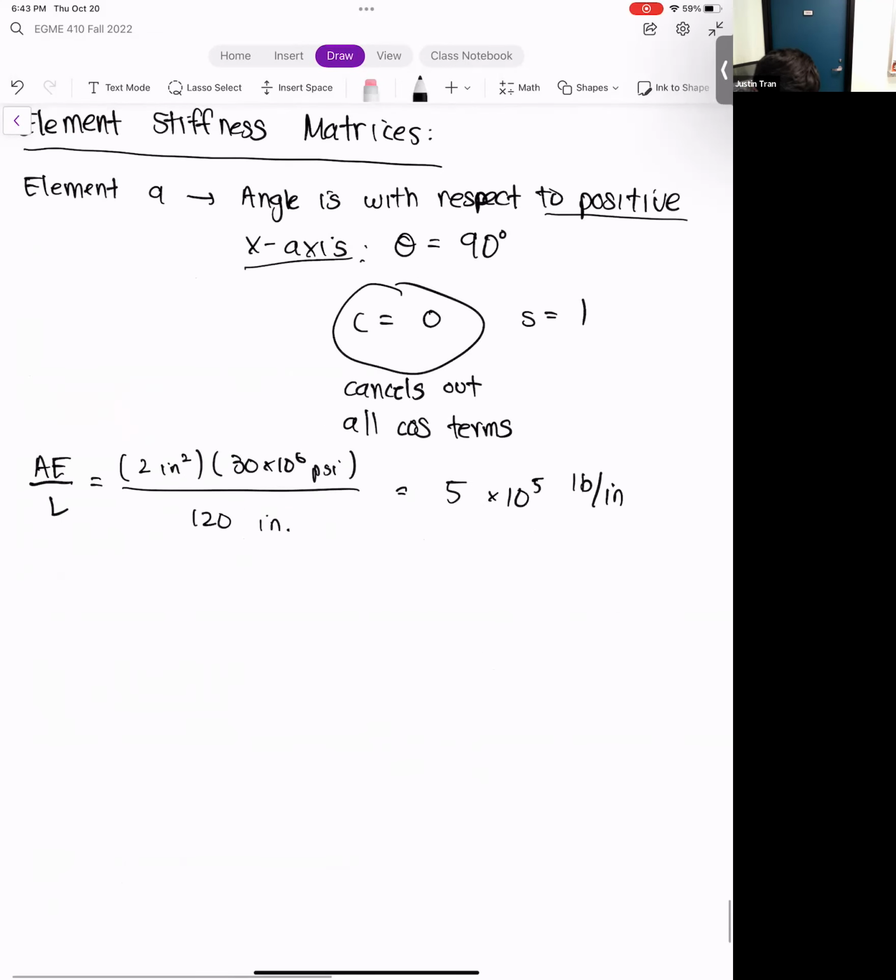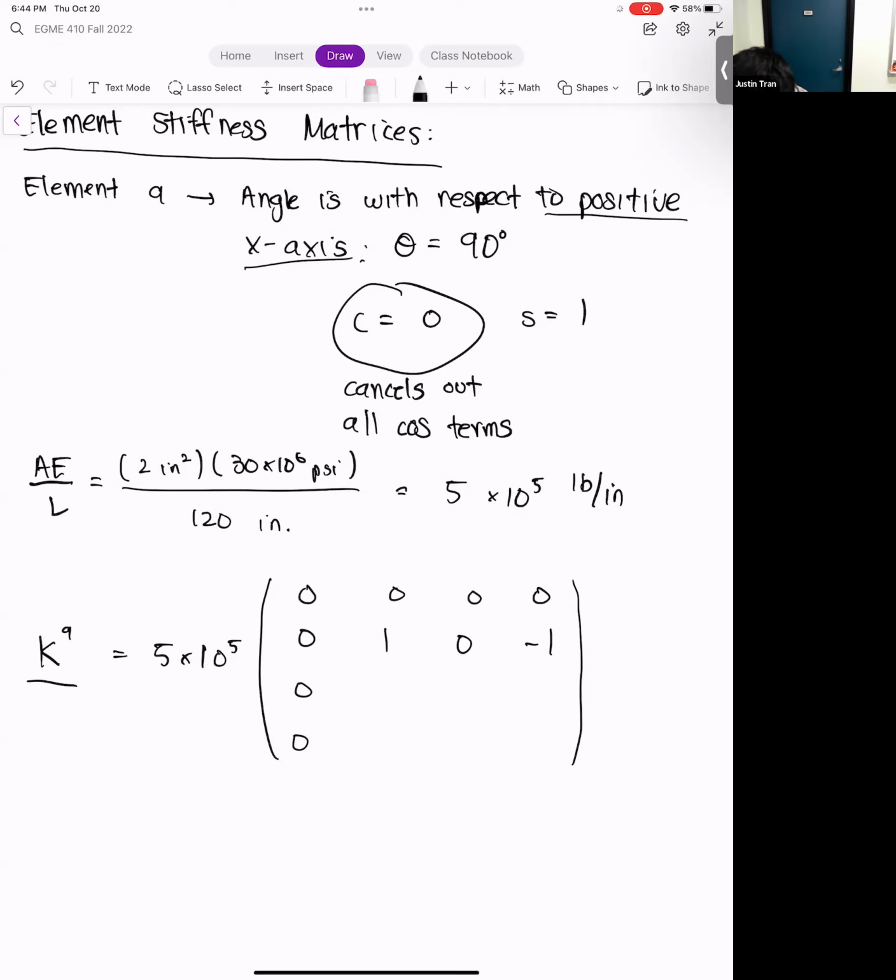Okay. And so the element stiffness matrix of element A is equal to 5 times 10 to the 5th. Then we're going to start filling things in here. If you look at the element stiffness matrix, we have a lot of cosine terms. And so anything with a cosine, I'm just going to set equal to 0. And so actually the entire first row is all going to be 0. Next, we have sine squared, which is 1, and 0 minus sine squared, 1. Another row of zeros. Just like that. And so we have a ton of zeros, which is nice.